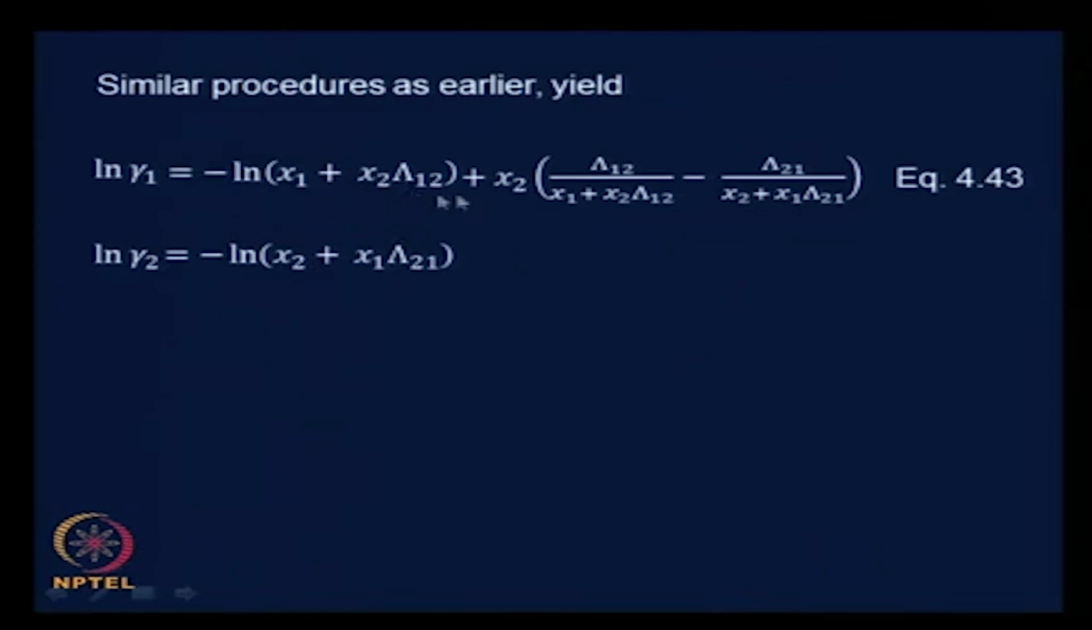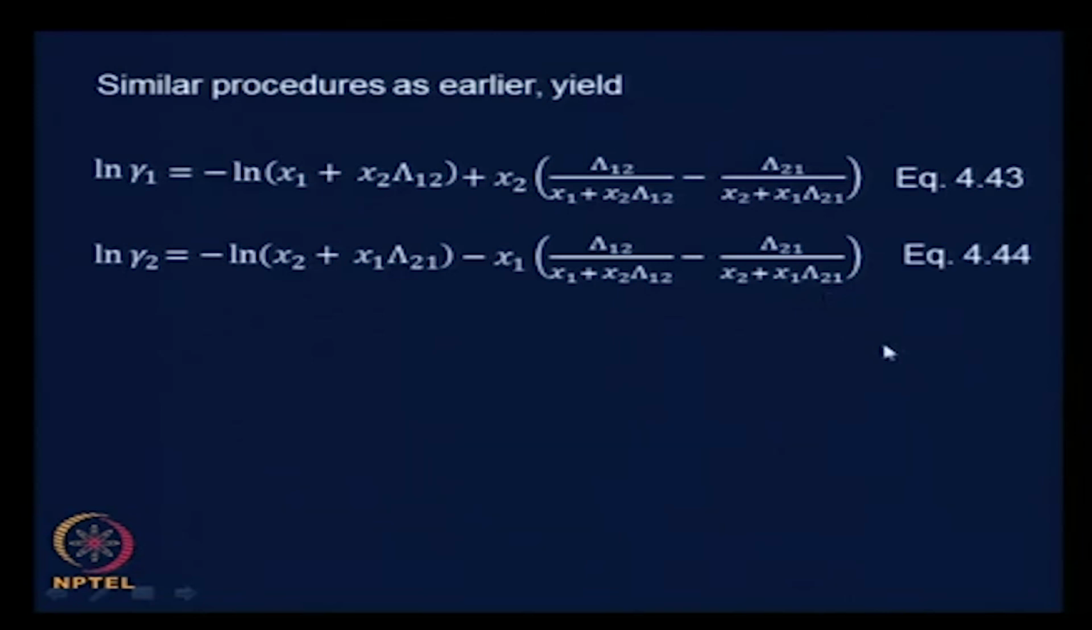And ln gamma 2 is a similar expression. There will be some changes here, there will be no changes here: minus ln of (x2 plus x1 times gamma 21) minus x1 times [gamma 12 divided by (x1 plus x2 times gamma 12) minus gamma 21 divided by (x2 plus x1 times gamma 21)]. We will call this equation 444.